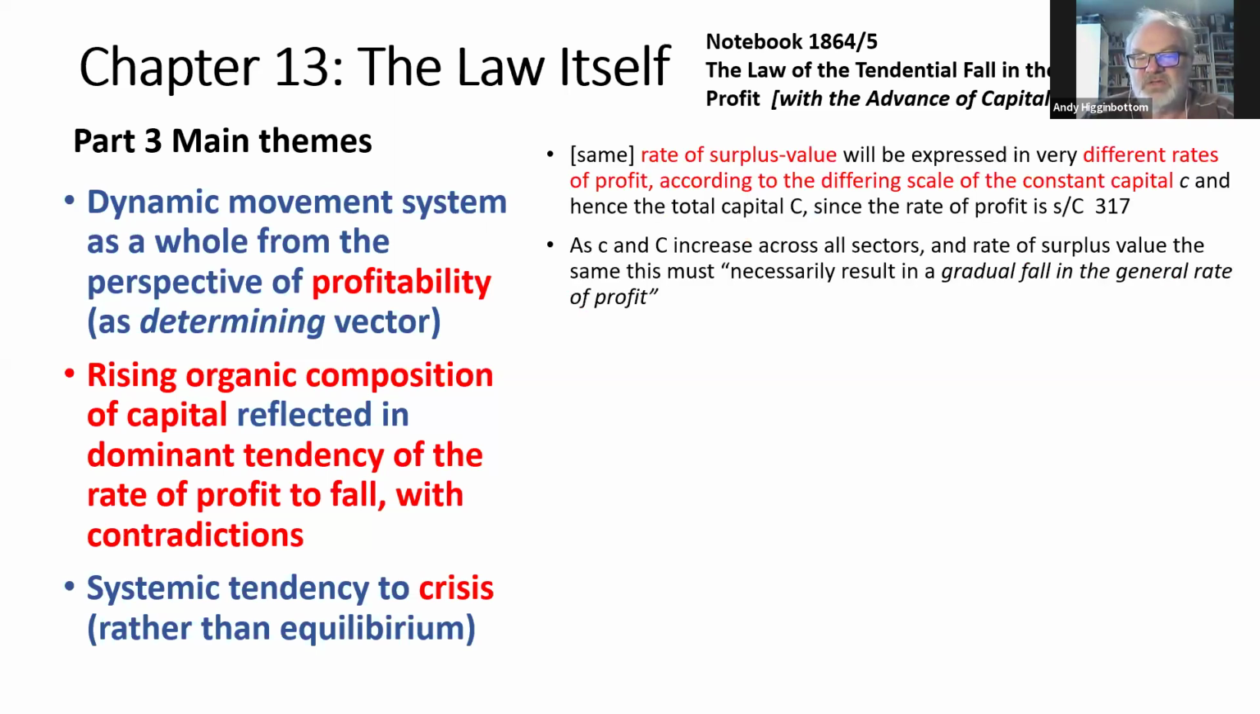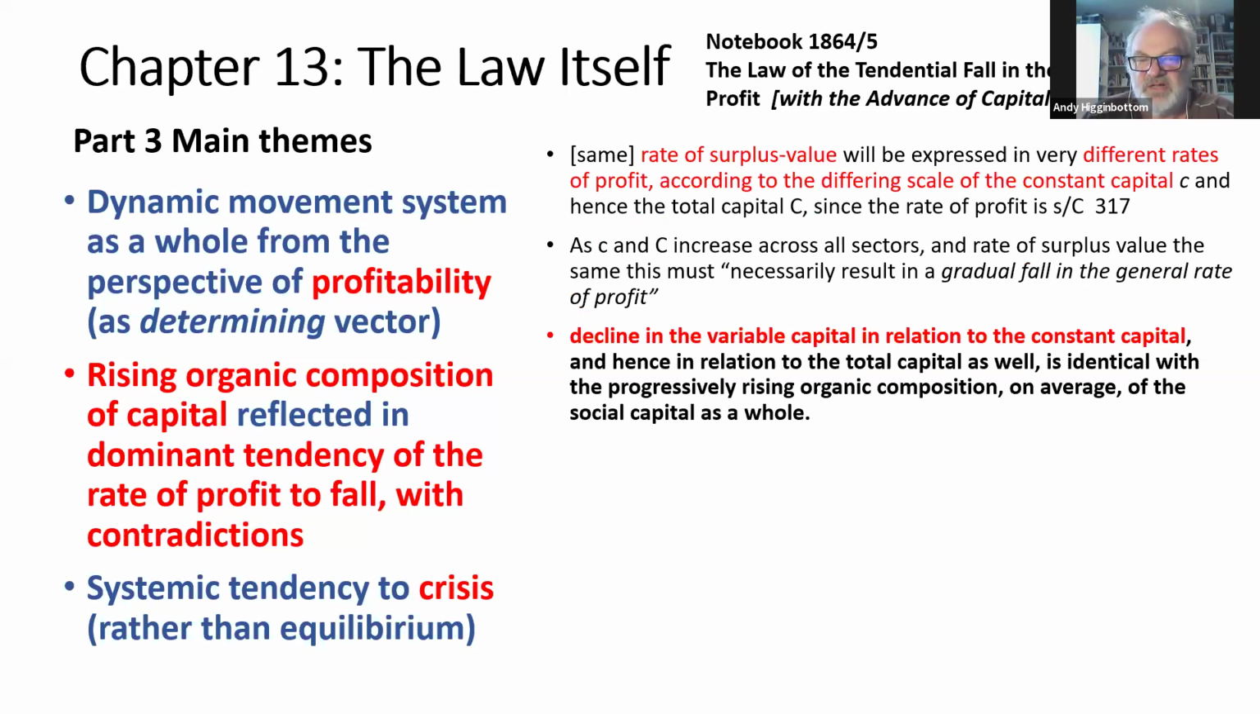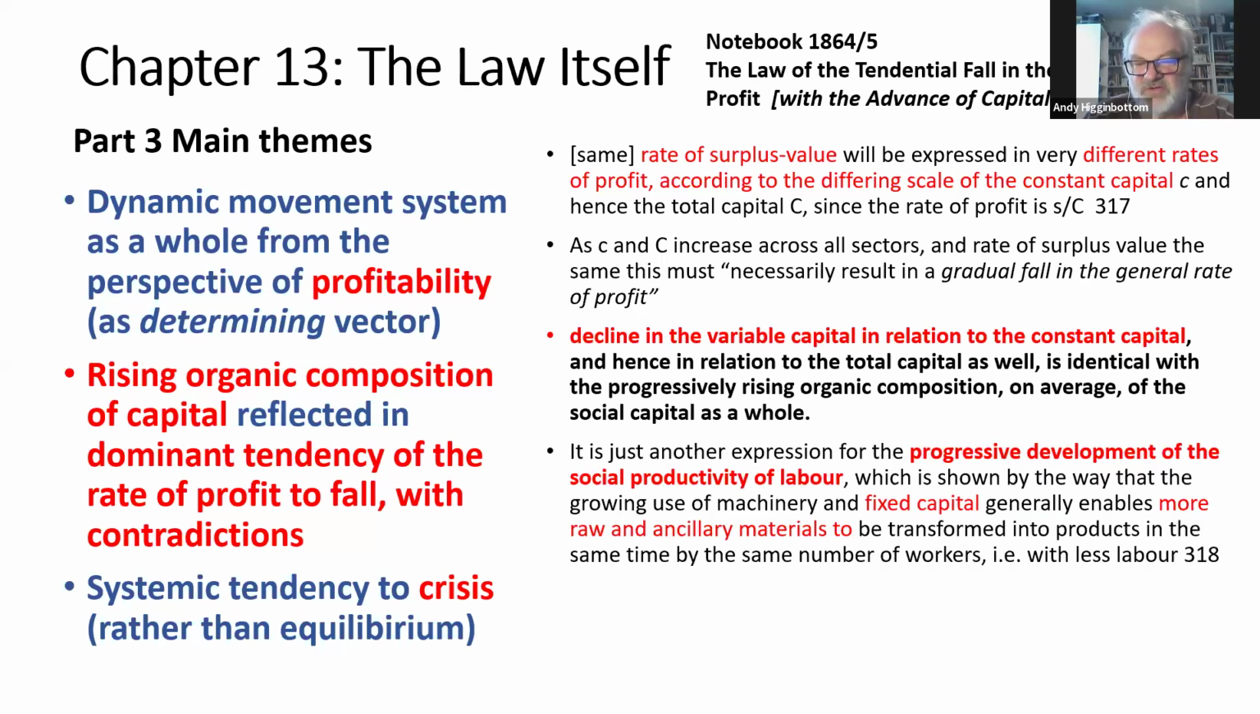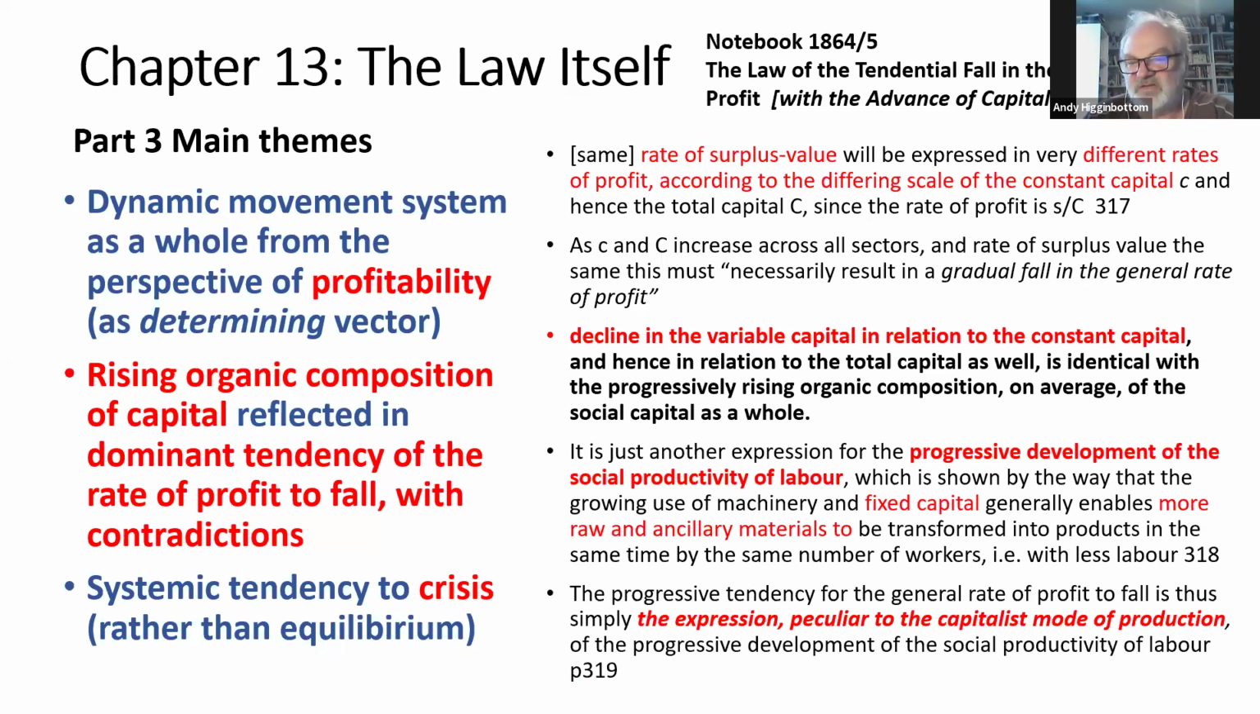So he's already told us that the same rate of surplus value can be expressed in very different rates of profit. But what he's particularly interested in, of course, is the situation where the constant capital is increasing, therefore the total capital advanced is increasing. And that happens with an increase in the social productivity of labor. And as I said, there's a relative decline of variable capital in relation to constant capital. But the variable capital is in any case just a reflection of living labor. There's a relative increase of dead labor as against living labor in the capitalist production process, right?